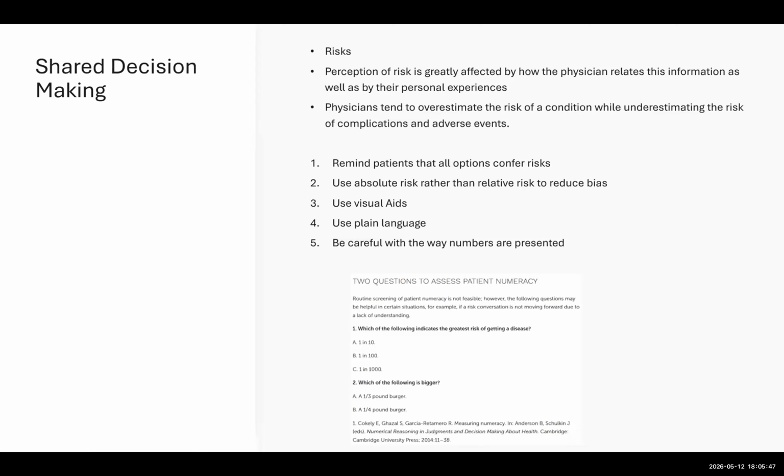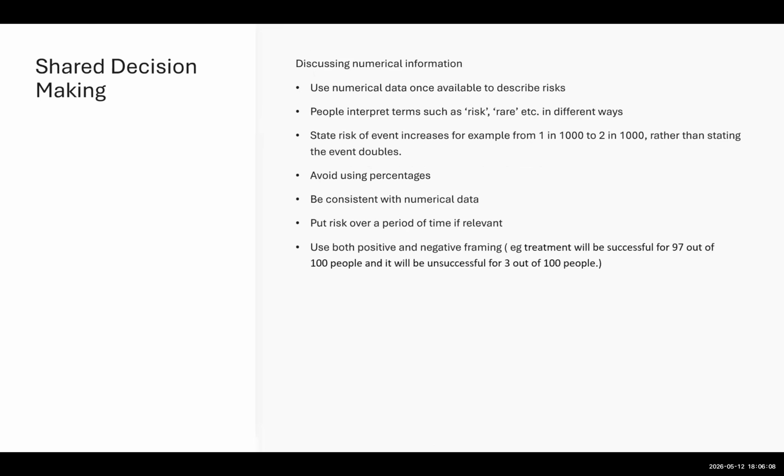You don't have to do this with all patients, but sometimes you have to assess the patient's numeracy. If you think the patient may not be very literate with numbers, or may find it a little bit slow, there are two questions you could ask that would give some indication of whether they could handle the information when you give it to them in numbers. So you could check that out. When discussing numerical information, you want to use numerical data once it's available, because people tend to accept that more. Be careful with the terminology you use.